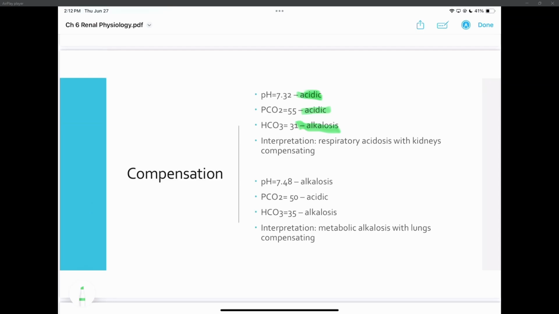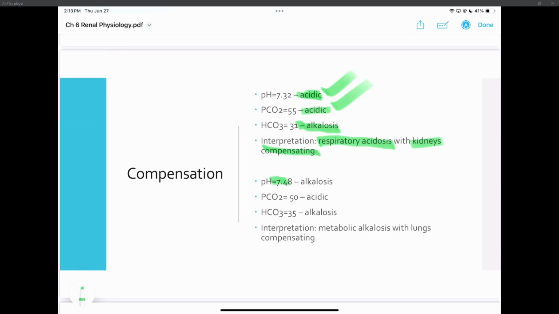So the interpretation: respiratory acidosis, because those match, with the kidneys compensating. We are respiratory acidosis, the compensation is going to be metabolic. To get rid of the acidity, we have to cause a metabolic alkalosis, so bicarb goes up to offset the acidity as a compensation to the acidity. Is everyone okay on that first one? Make sense? Let's go to the second one.